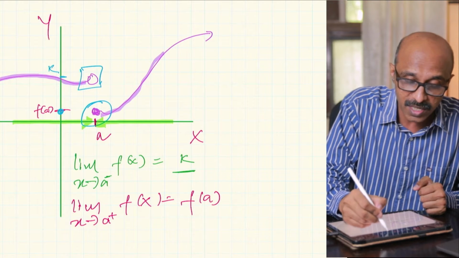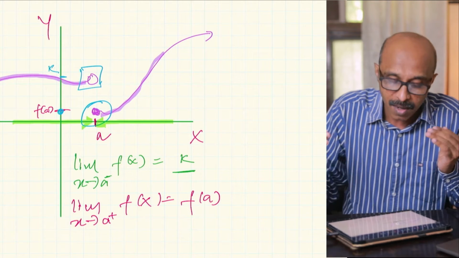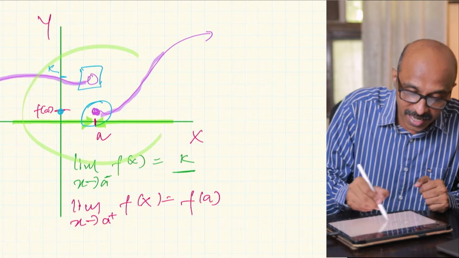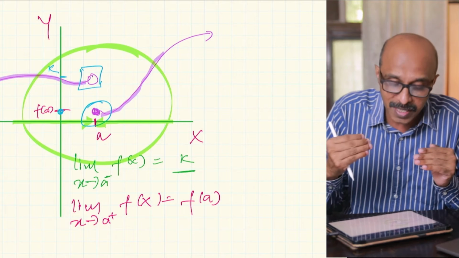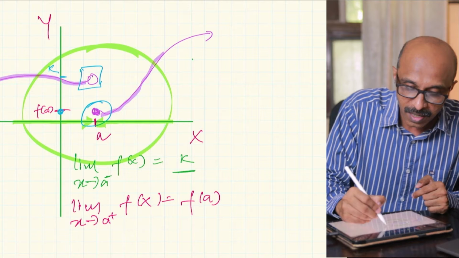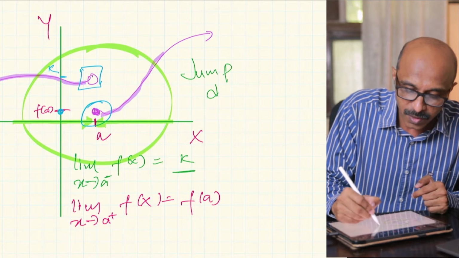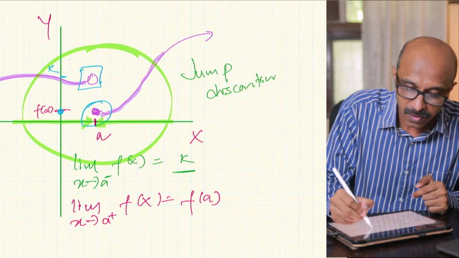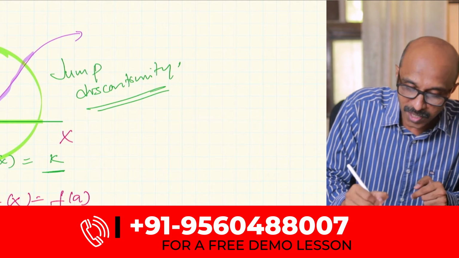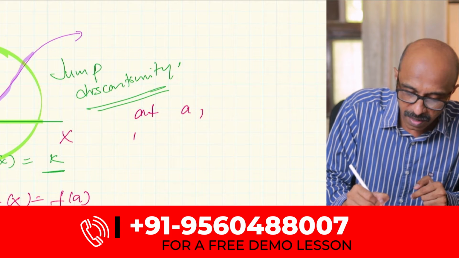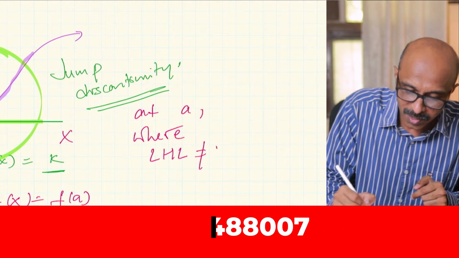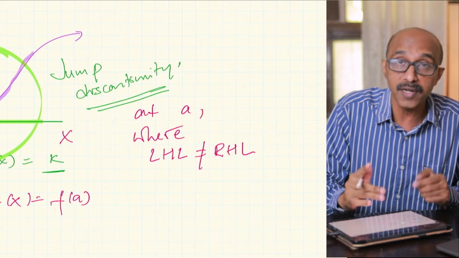As such, we say that the limit does not exist, because for the limit to exist, both the left-hand limit and the right-hand limit must exist. This case, where the left-hand limit and the right-hand limit exist but are not equal, is what we call a jump discontinuity. A jump discontinuity occurs at a point A where the left-hand limit is not equal to the right-hand limit. They both exist, but they're not equal.